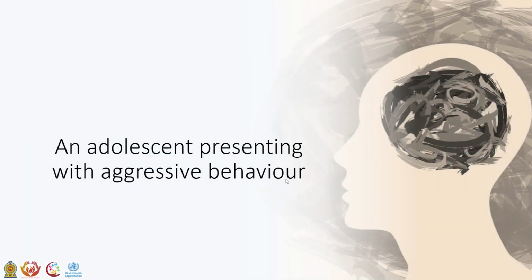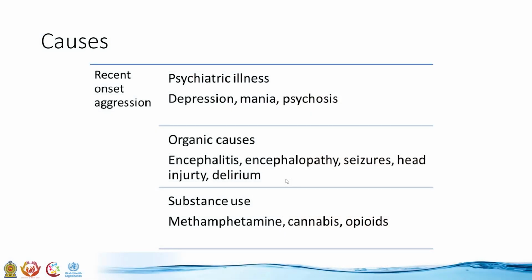Now we will move on to aggression in adolescence. In this section, we will discuss the causes of aggression in adolescence, their assessment and management. Causes for aggression in adolescence are varied. If the aggression was of recent onset in a child who has no past history of similar behavior, it may be due to an underlying psychiatric illness such as depression, mania, or psychosis.